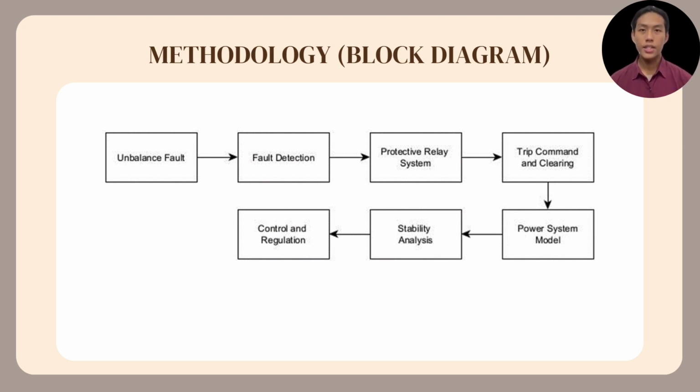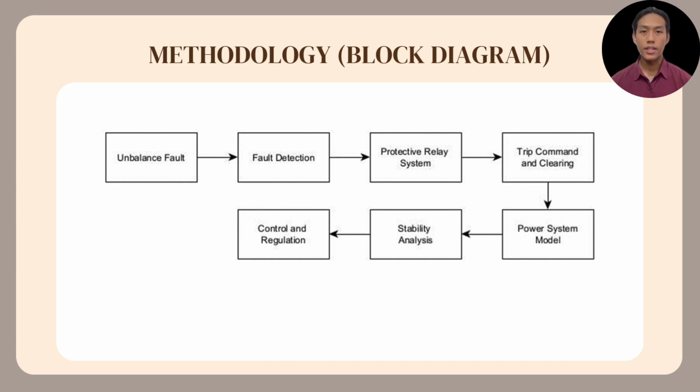In the initial stage, depicted in the figure, an unbalanced fault occurs in the power system due to reasons such as load imbalance, defective parts, or line-to-line faults. The fault is characterized by unequal voltages or non-120-degree phase differences in the three phases L1, L2, and L3. Fault detection involves monitoring the system for variations in current and voltage. The protective relay system is then activated upon fault detection.